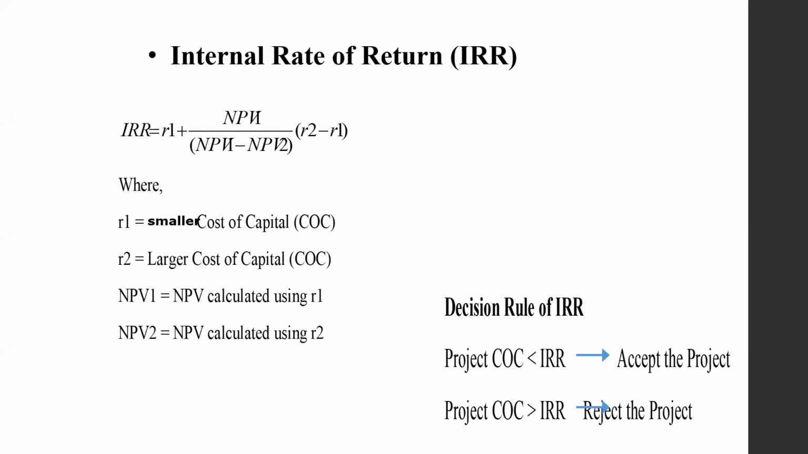So we are accepting the project. But if the cost of capital rate is greater than the IRR rate, then we should reject the project. So you have to write this one, the decision rule, and you have to put a box around it.